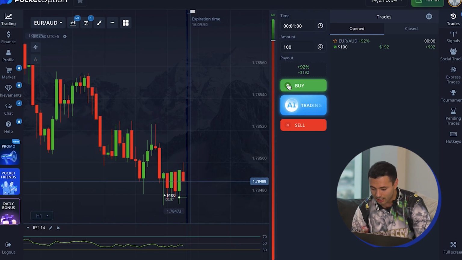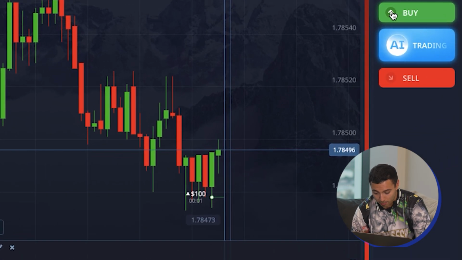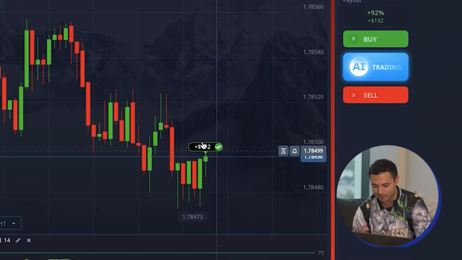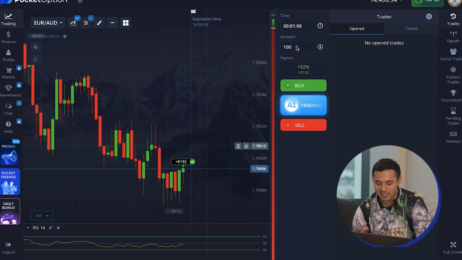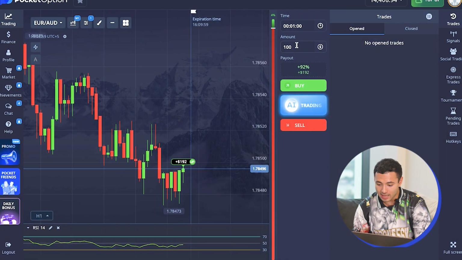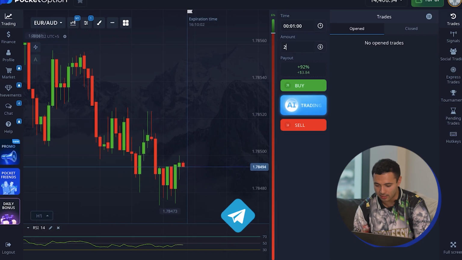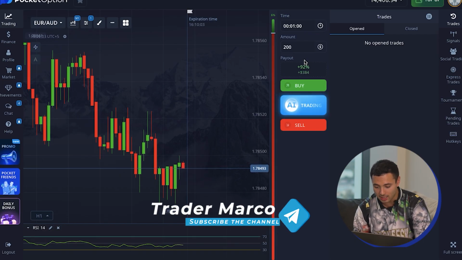And then the timer counts down, final second, boom! The trade closes in the green, balance is up, first target hit. That's how trading works. Not luck, but confirmation plus discipline. Now the next step, let's lock in the gains. I round my balance to $200.